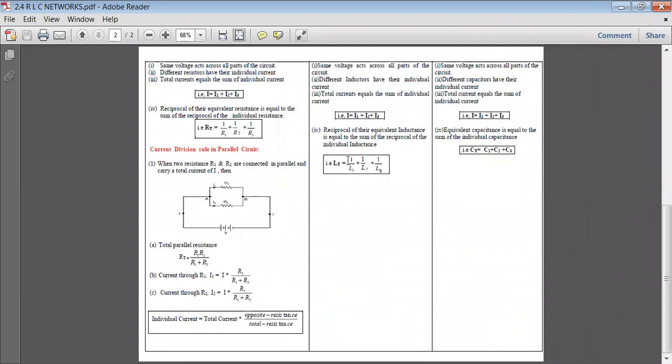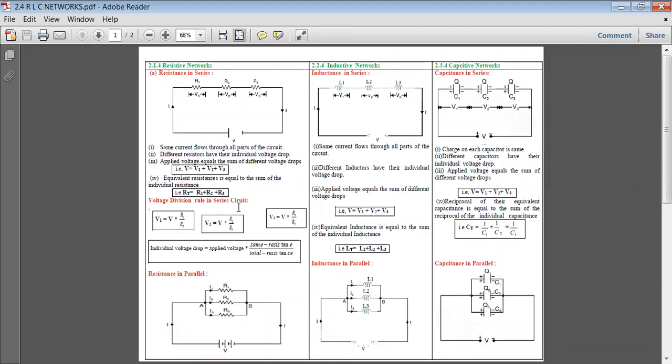Right. Now we are going for the resistance in parallel. This is the diagram. Resistance in parallel. R1, R2, R3 connected in parallel.